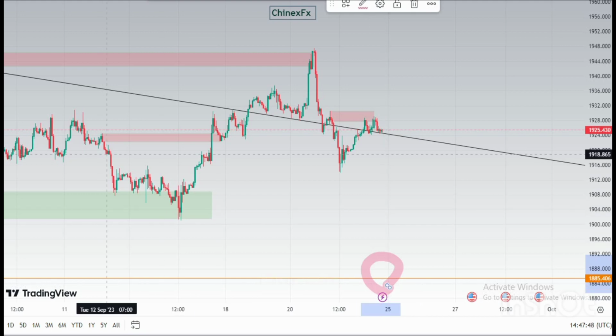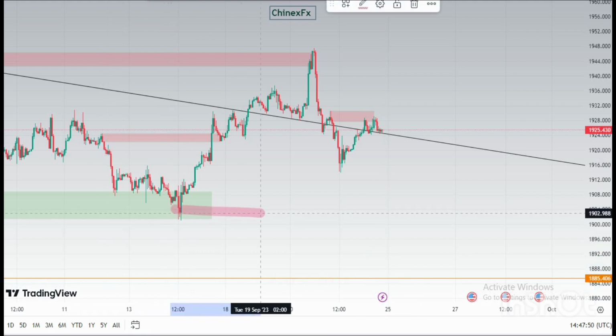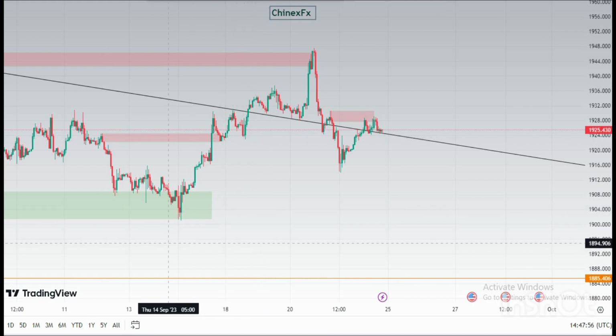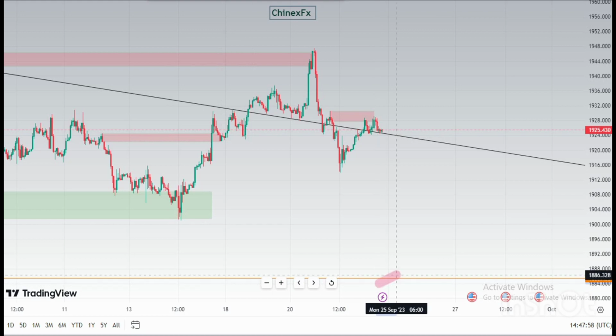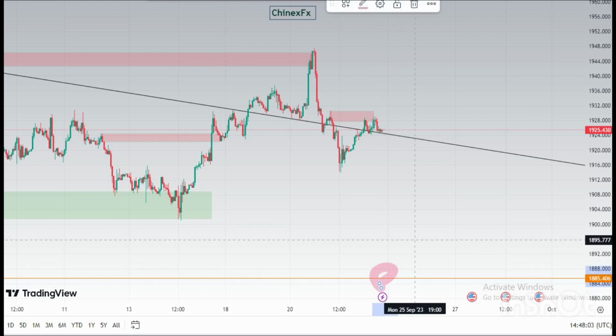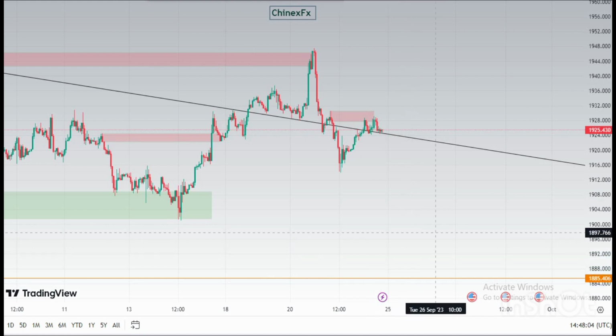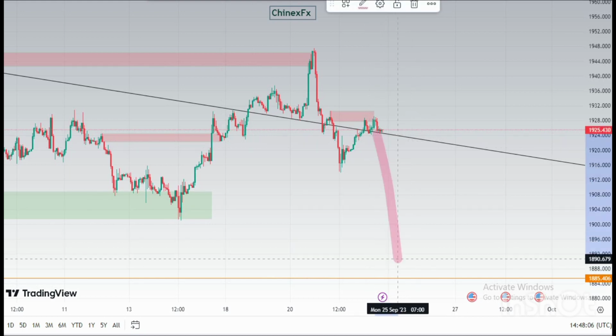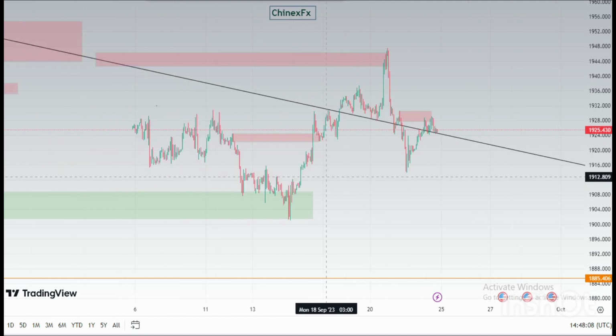Let me give you the price figures. This low is at 1902, so somewhere around 1902, 1903, around that area. That's the first TP for the week for me, and then the second area I'm looking at is 1885, guys, 1885. So I expect very serious bearish intent for gold this week, guys. That'll be all for the week.